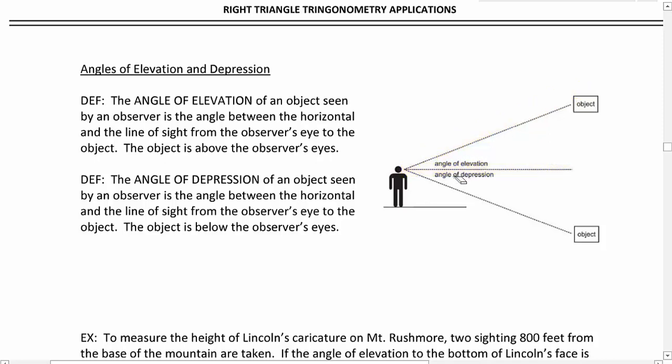The angle of depression of an object seen by an observer is the angle between the horizontal and the line of sight from the observer's eye to the object. The object is going to be below the observer's eyes. So same idea, you're looking straight ahead and then you look down towards an object. The amount that you had to tilt your head down from normal is your angle of depression.